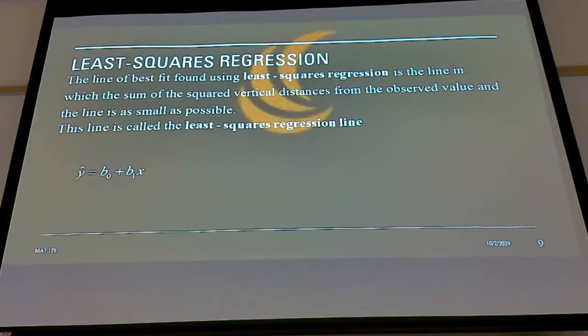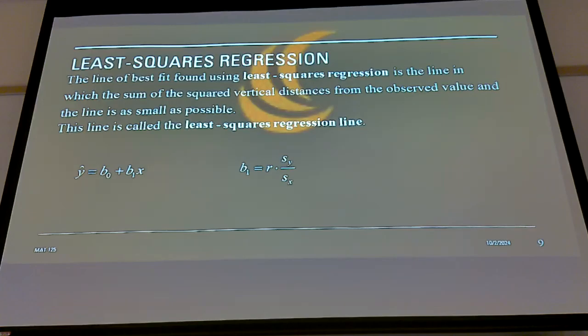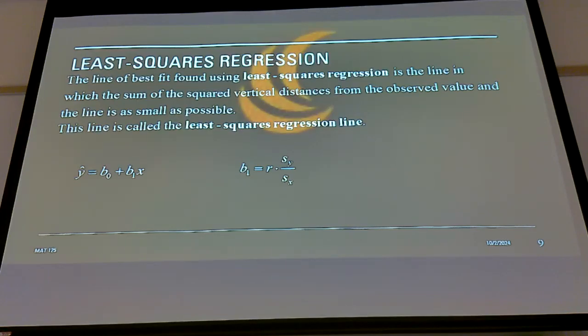And again, this is where it gets fun. There's B1. So the slope of your regression line, right? Remember, that's slope-intercept form. Slope of your regression line is your linear correlation coefficient times the standard deviation of y over the standard deviation of x.